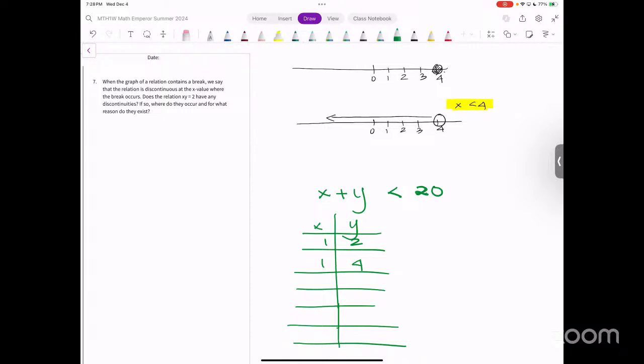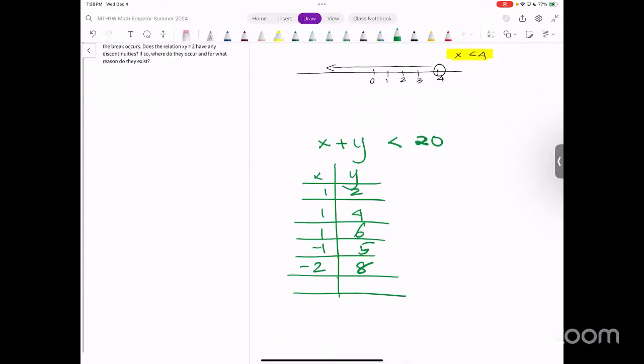And then Shreya? 1, 6. Come on, guys. -1, 5. -2, 8. Why don't you tell me the negative numbers? -3, 9. Did you guys see that? Yes? Yep. If I'm going to plot all these points, did you guys think about the coordinate grid?